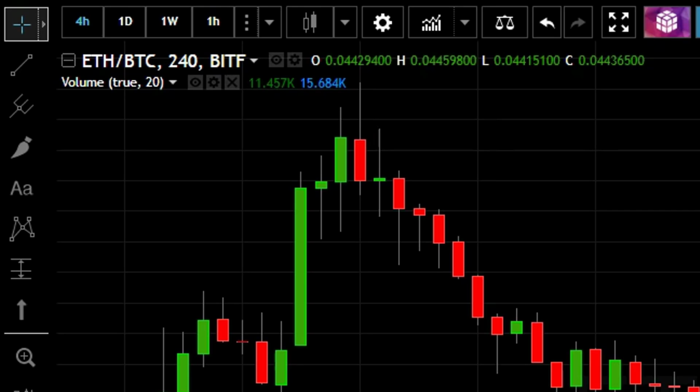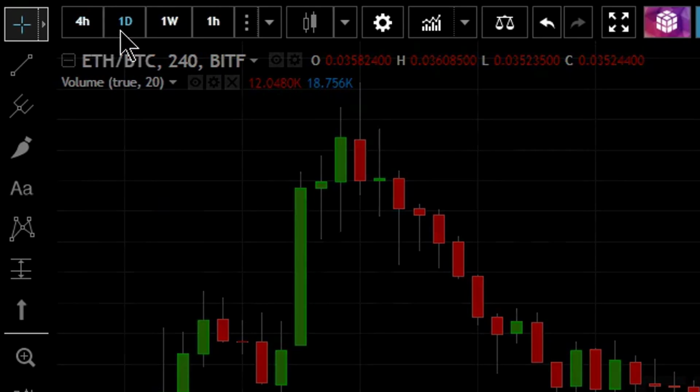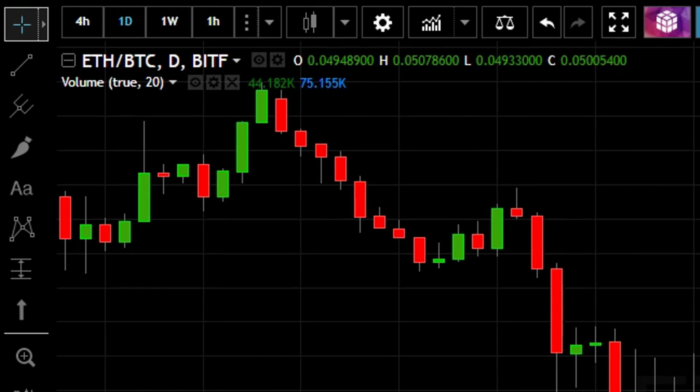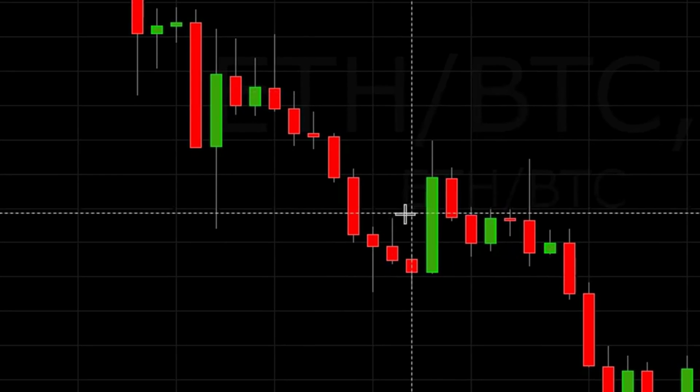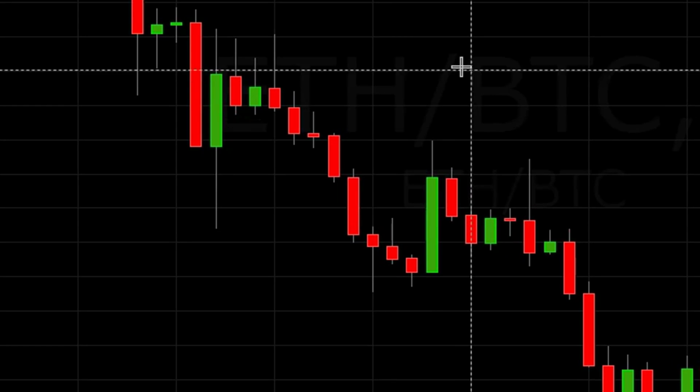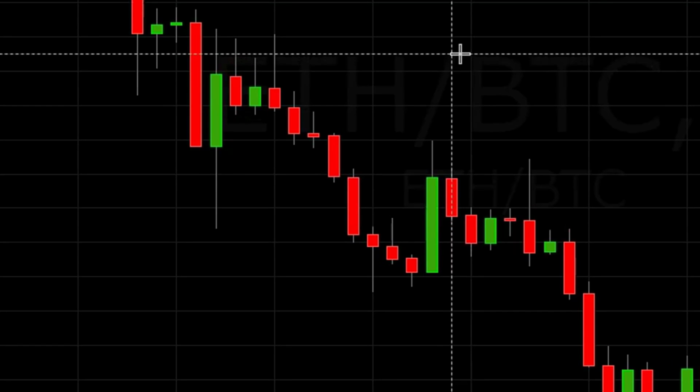I recommend that when you start trading, you start with daily candles. So let's go back to 1D on the top menu here. Now each candle is showing what happened to the price in a 24-hour period, and each candle represents a 24-hour period of trading. So from now on, we'll speak in terms of days.